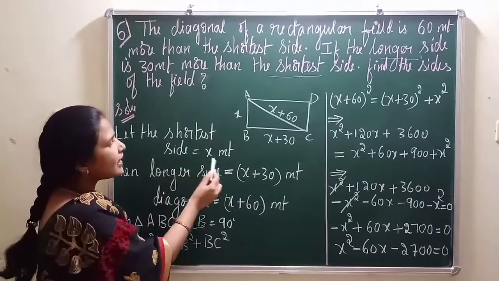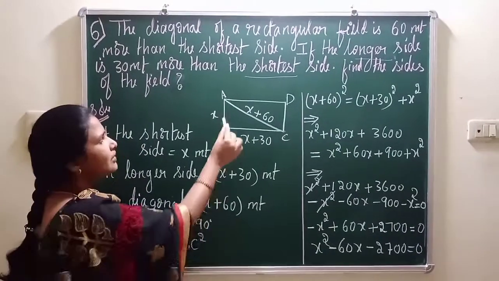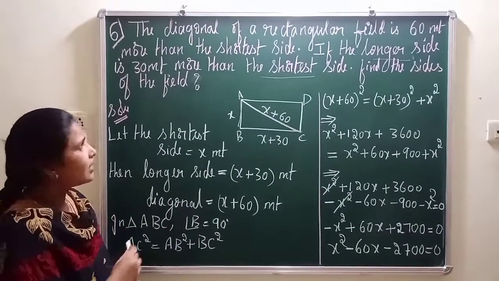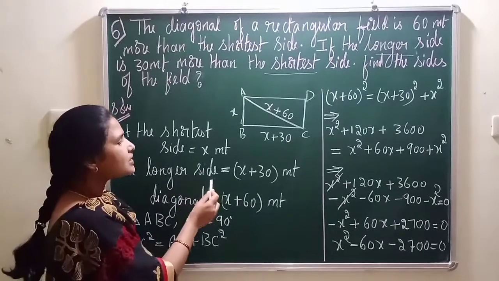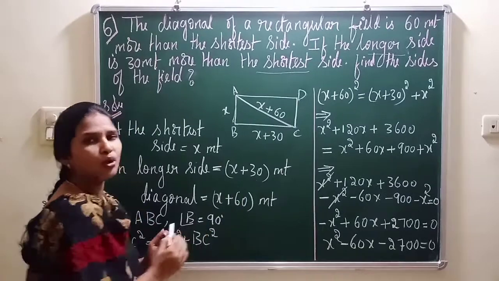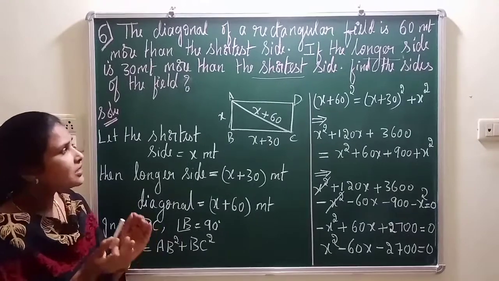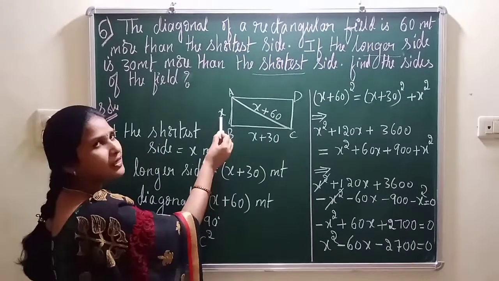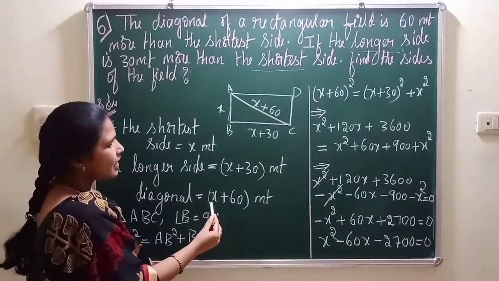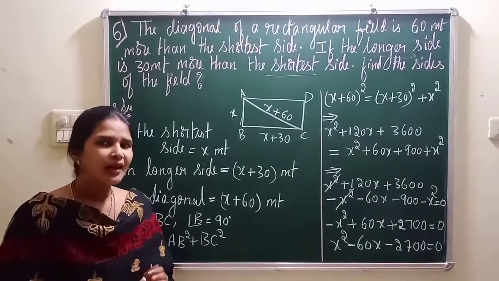Let the shortest side be x meter. What is the shortest side in a rectangular field? That is the breadth. So let the breadth AB be x. According to the question, the longer side is 30 more than the shorter side, that is x plus 30. More means plus. And given in the first sentence, the diagonal is 60 more than the shortest side, so the diagonal is x plus 60 meter. Now I have the shortest side, longer side and the diagonal.